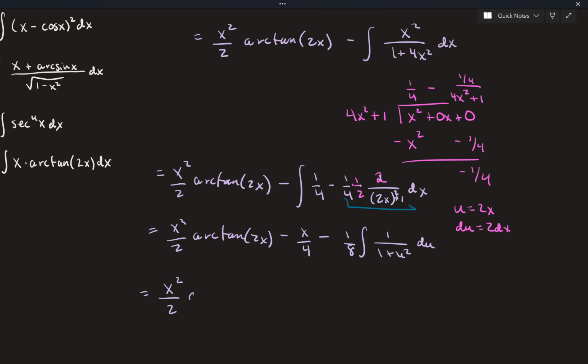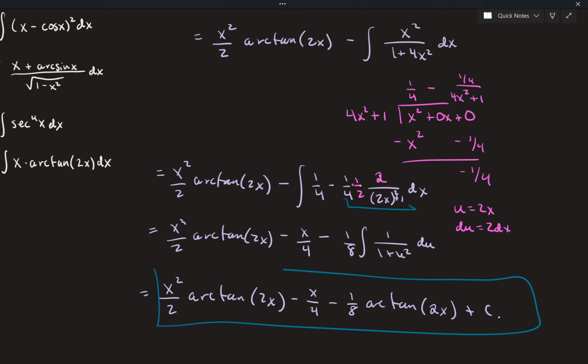x squared over 2 arctan of 2x minus x over 4 minus 1/8 arctan of u, which is 2x, plus c. And that's the final answer. So I'm going to be making a timestamp for this.